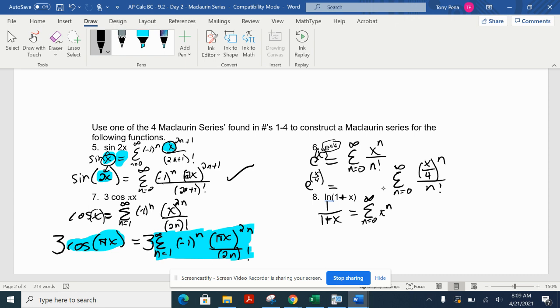So then, if I ultimately want to create the natural log of 1 plus x, I would need to integrate this to create the natural log of 1 plus x. So what we would simply do on the other side is we basically need to integrate that series. So we would still go to infinity, still start at n equals 0, and then the antiderivative of this is x to the n plus 1 over n plus 1.